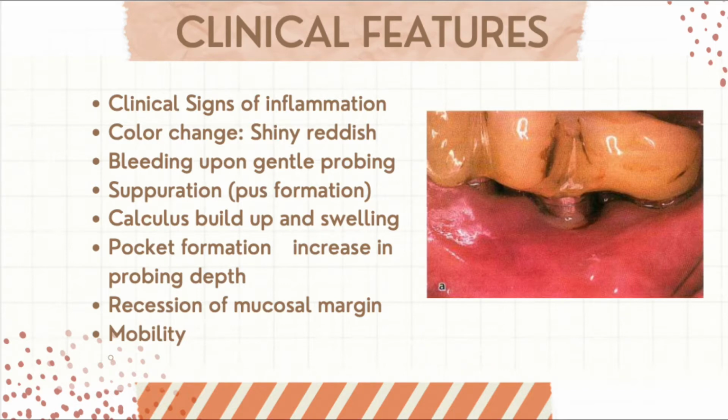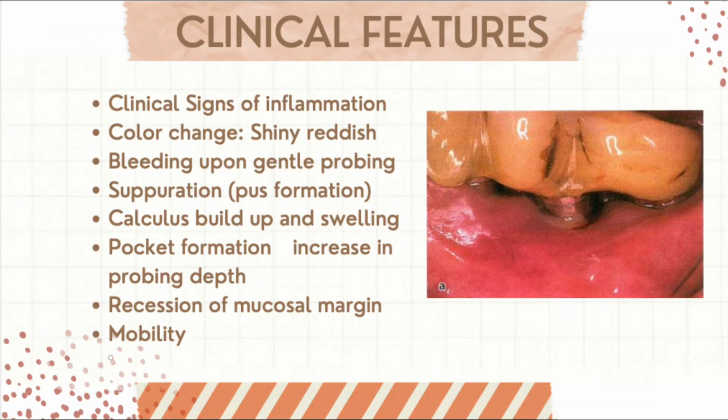And usually, periimplantitis yields some pus formation upon provocation by pressing on the mucosal tissues, while mucositis lesions may not, and that is one of the differences. Another clinical feature is pocket formation or increasing probing depth. We also have recession of mucosal margin and mobility.